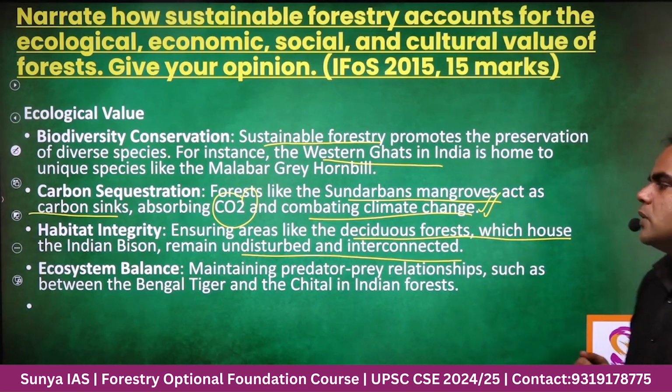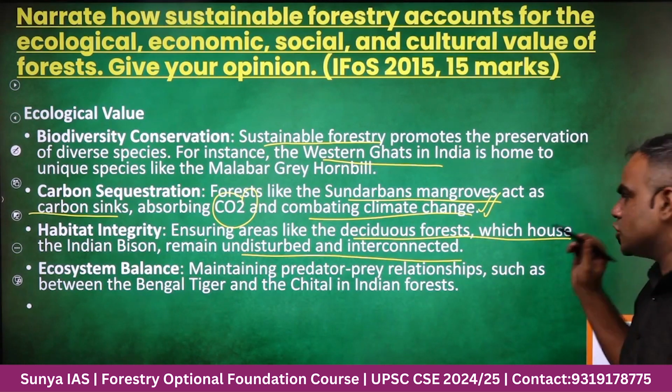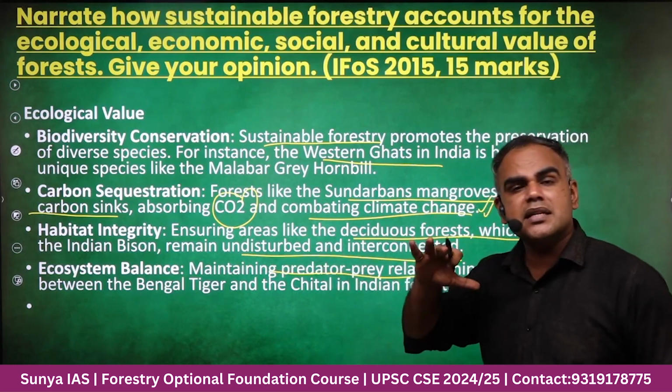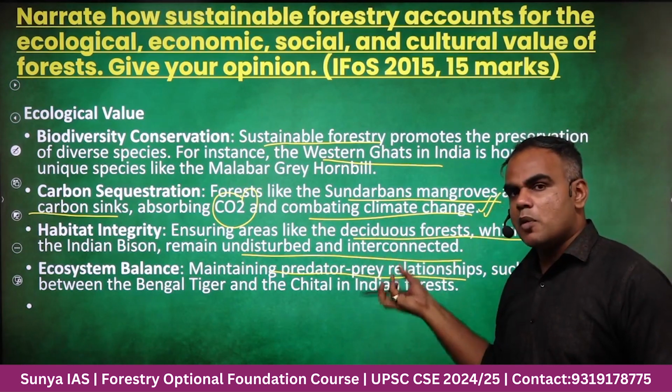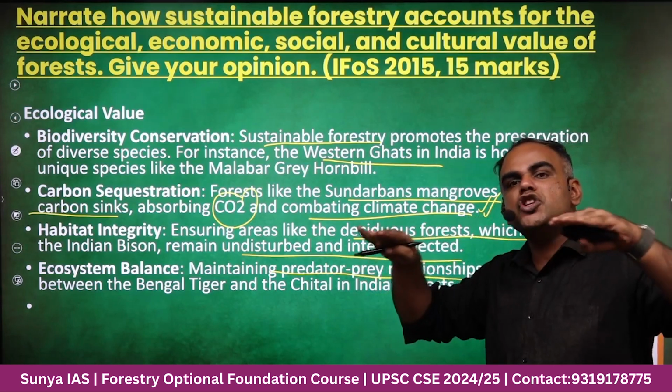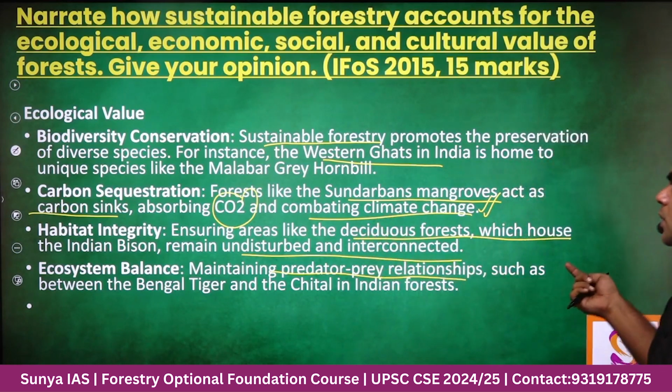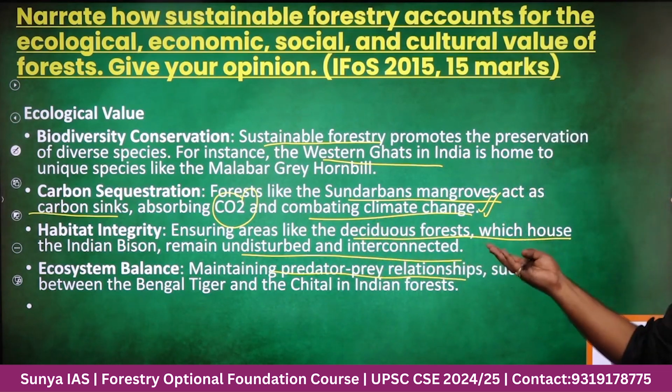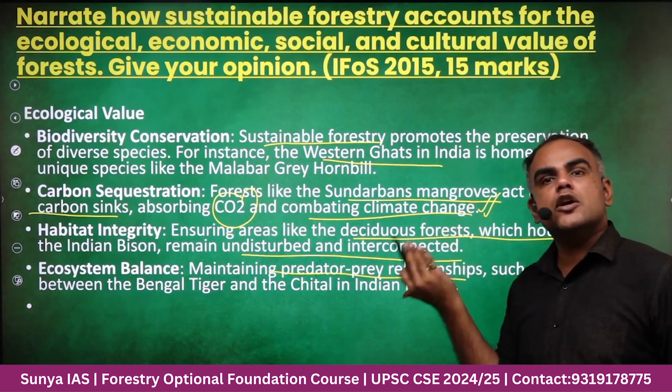Then the balance of an ecosystem, right? So again, the predator-prey relation will properly thrive. Otherwise, if the prey population declines or the predator declines, what will happen? Ultimately, the food chain will collapse. Okay, right? So let's say the Bengal tiger and the cheetal, they are properly living. So this is the ecological value.